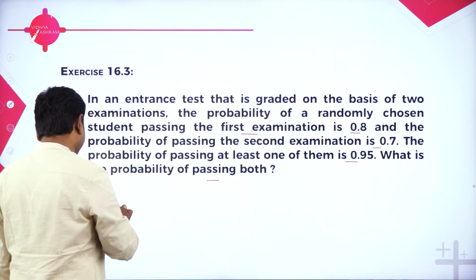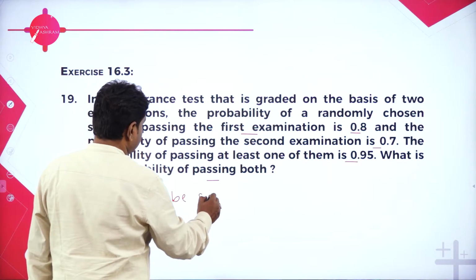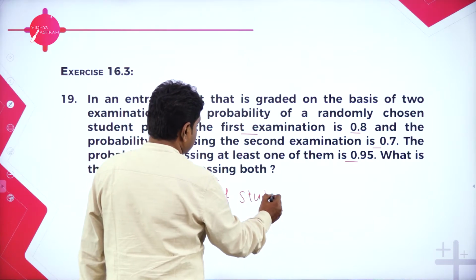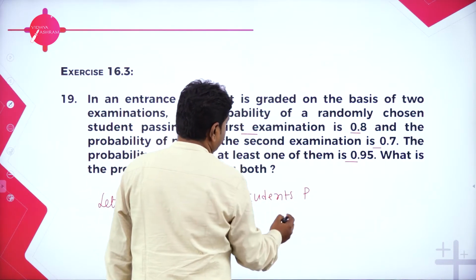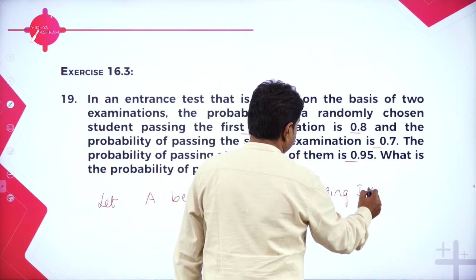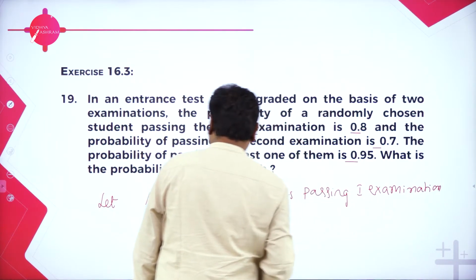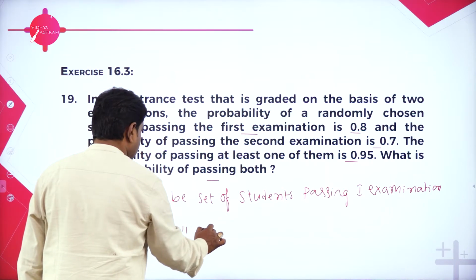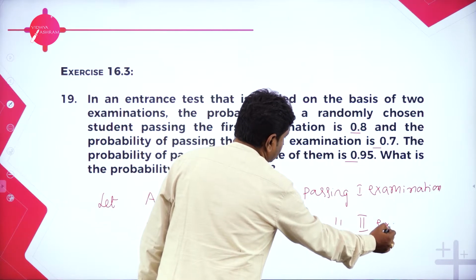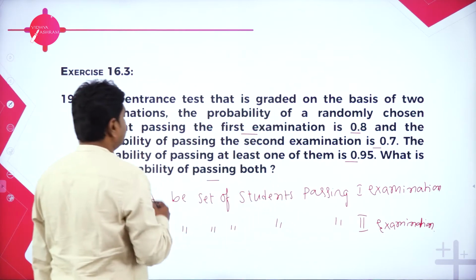So let A be the set of students passing the first examination. This is our assumption. Now similarly define the second set. So set B be the set of students passing the second examination. So now we assumed 2 sets, and what is given, first we'll write.